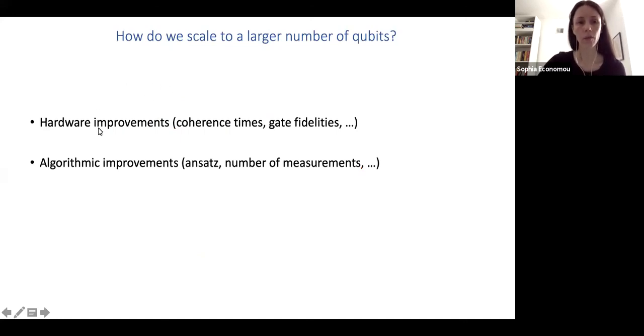So, of course, the main thing is we need better hardware. This goes without saying. The coherence times and gate fidelities need to be better. And that's something, of course, the community is working very hard for, and our center is working very hard for. But you can also, of course, do algorithmic improvements, which is another thing our center is trying to do. And this includes what kind of ansatz you use, how many measurements you need, etc. So my talk will focus on the second thing, and specifically on the question of the ansatz.